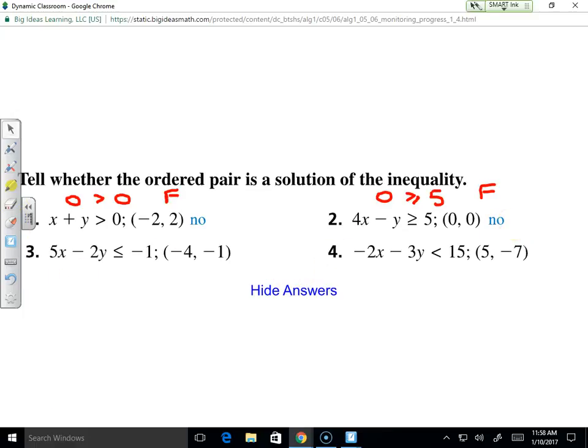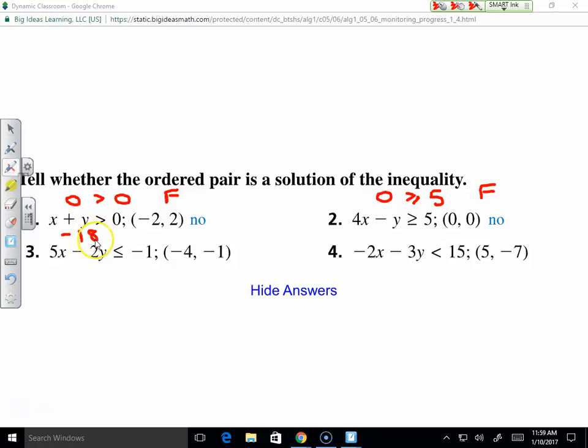I need another volunteer. Let's go, Jackson. How about number 3? I did 5 times negative 4. And what'd you get? Negative 20. And then I did 2 times negative 1, which was negative 2. So then negative 20 minus negative 2 is negative 22. Close, so close. Negative 18, but why?